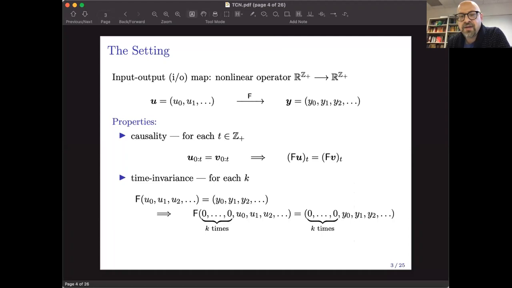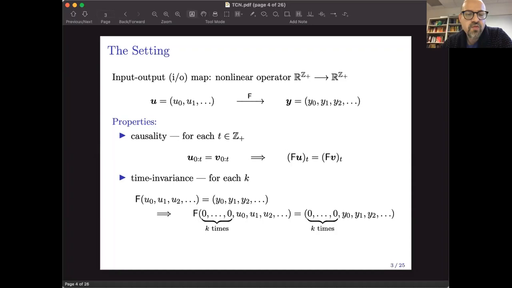So let me first introduce the setting. For now, I'm going to talk about sequence-to-sequence models where both the input and output sequence are scalar valued for simplicity. But you can extend all of this to vector-valued sequences as well. So what we have is a nonlinear operator that takes a sequence U consisting of real entries and outputs a sequence Y also consisting of real entries. We're going to assume the following two properties.